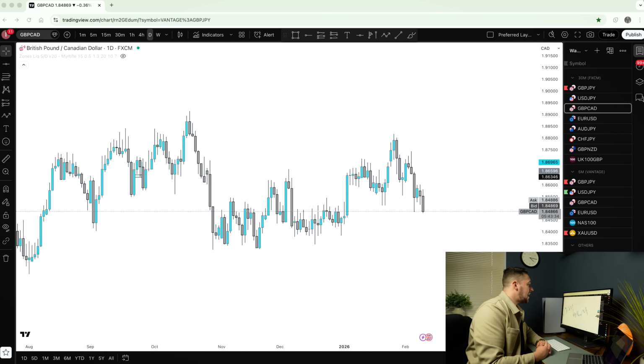So when we do top-down analysis, there's 3 things that we are really looking for. Firstly, we're looking at trend. So we're trying to look at where we're creating higher highs and higher lows, or lower highs and lower lows. So what I mean there is, are we in a bullish trend or are we in a bearish trend?